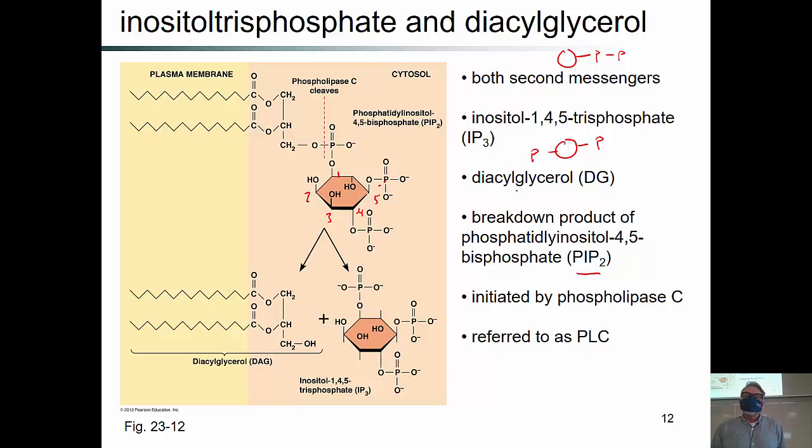The way phospholipase C works is it cleaves along the dotted line here, and this leaves diacylglycerol behind in the membrane. This line here is indicating the membrane. So diacylglycerol is left behind in the membrane. We remember talking about that when we looked at our lipid section. And the phosphate group goes with the inositol. So this is now what we call IP3, or inositol 1,4,5-trisphosphate.